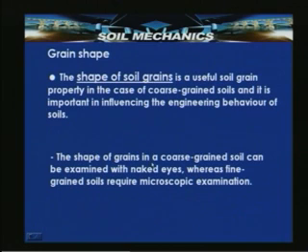The shape of grains in a coarse grained soil can be examined with the naked eye. We also saw in the previous lecture different types of coarse grained soils like coarse sand and medium coarse sand, where the shape of the grain can be seen with the naked eye, whereas fine grained soils require microscopic examination. So, the grain shape is an important property for coarse grained soils.